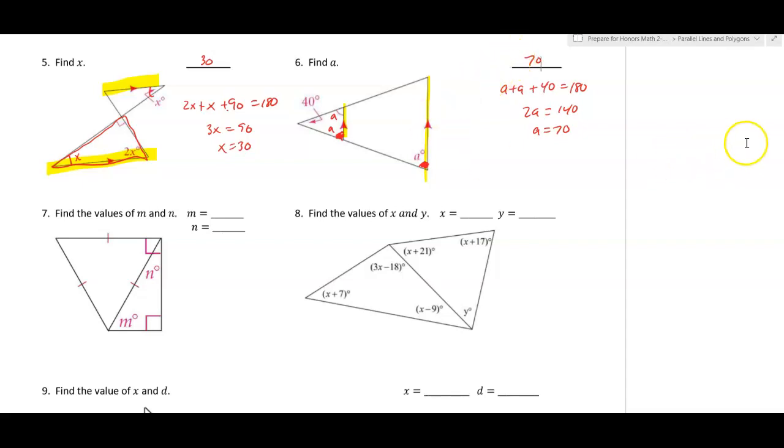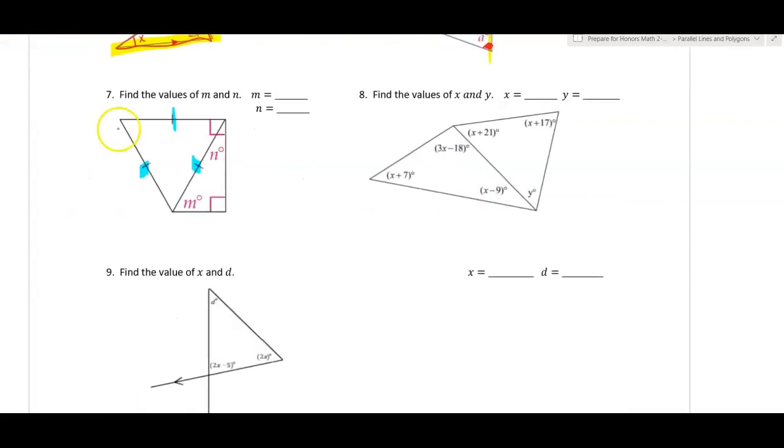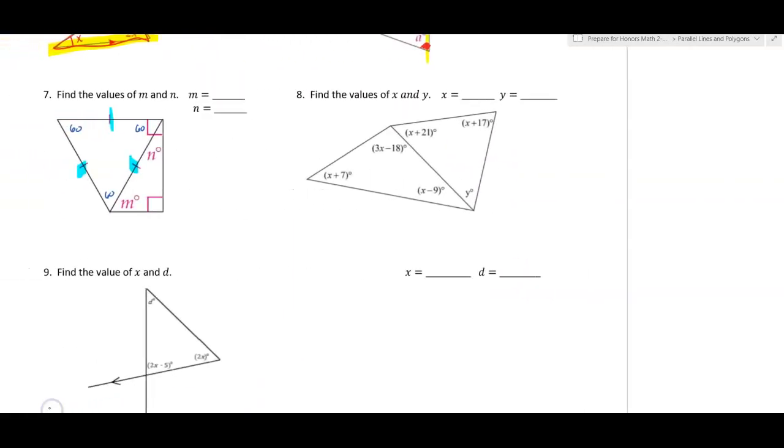Example 7. They tell you here that all three of these sides are congruent. As soon as I see that, I'm going to go ahead and identify each of these angles as being 60 degrees. Now, if this is a right angle, to find n, I'm going to do 90 minus 60, which is 30 degrees. And if I go to find m, I'm going to do 180 minus the 90 degrees minus that 30 degrees, and that's going to be 60 degrees.